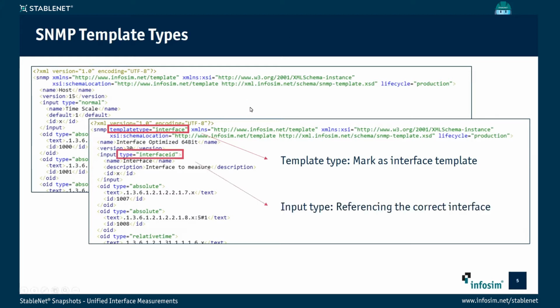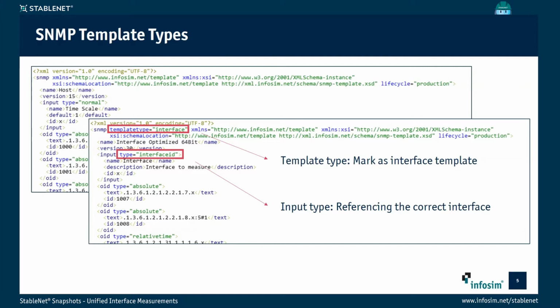The second one is the input type. You need to have at least one input of type interface ID, interface name, or interface physical name, for referencing the correct interface in the SNMP template, so StableNet can internally map between the measurement data and the interfaces StableNet is discovering for the device.